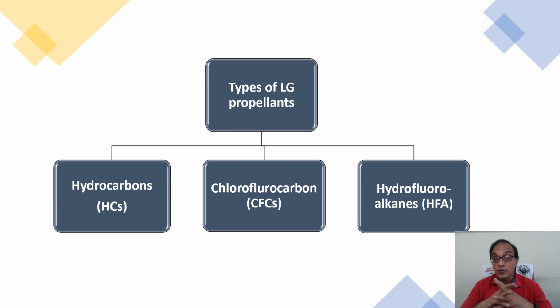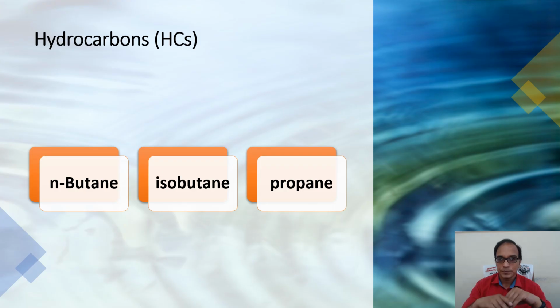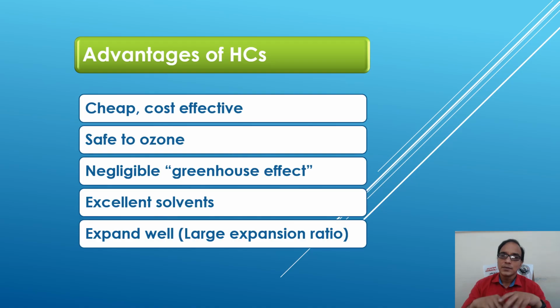Now what are the types of liquefied gas propellants? Hydrocarbons, CFCs, hydrofluoroalkenes. We have discussed. Now we will move one by one. Hydrocarbons examples include n-butane, isobutane and propane. So these are the major examples.